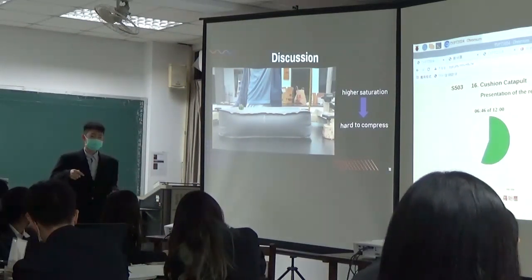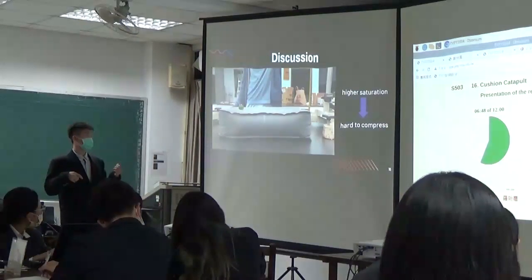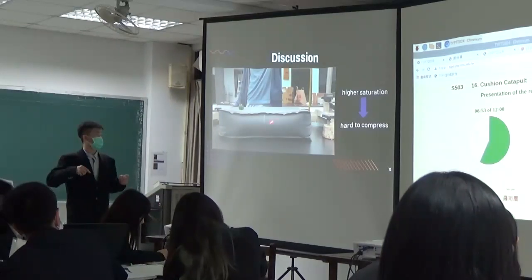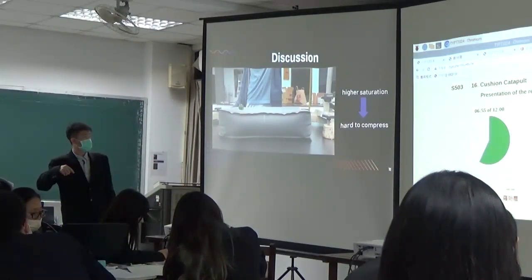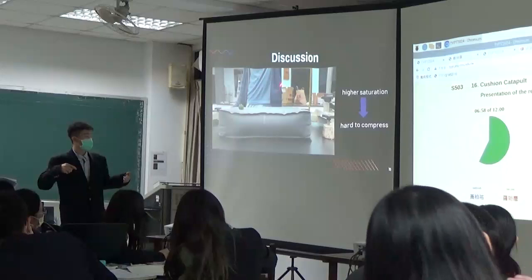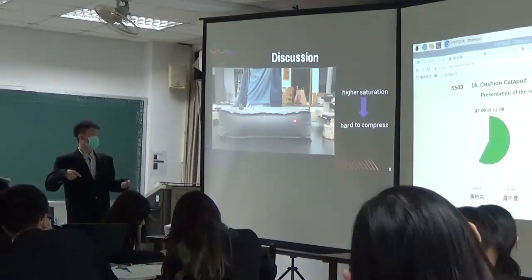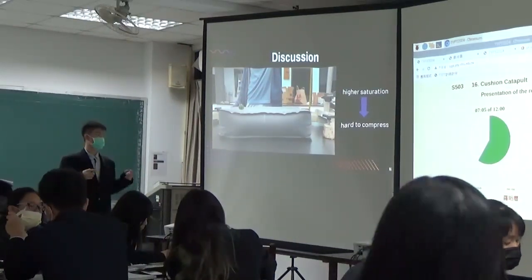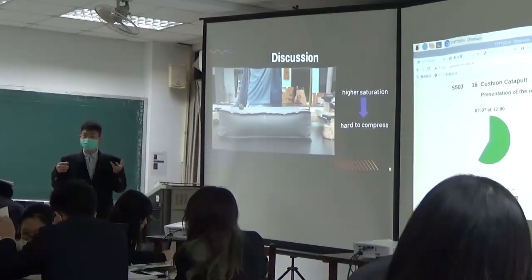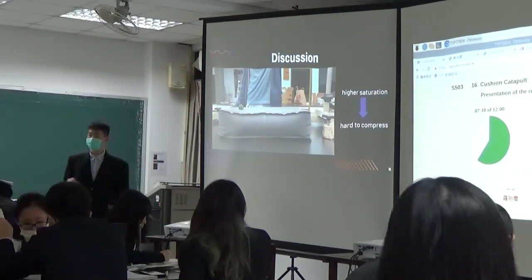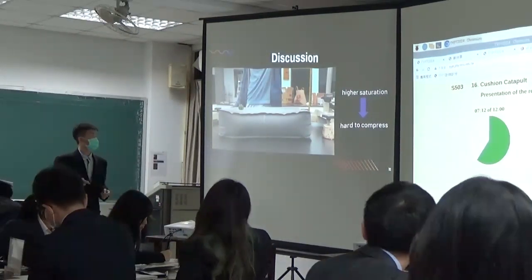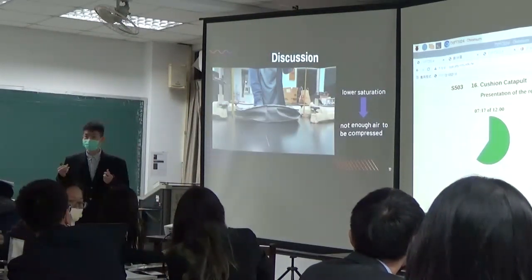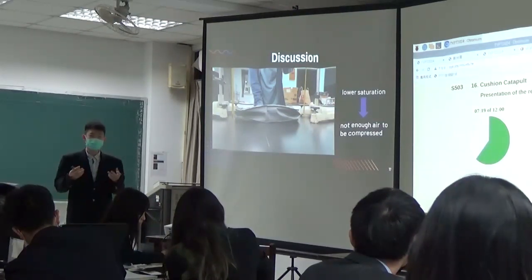So you can see from the previous page, from the data, there's actually a peak like this. And so we're going to explain why it decreased so significantly. When the saturation is very high, it's hard to compress, which is difficult for the cushion to create a standing wave. And in lower saturation, there is not enough air to be compressed to create a standing wave.